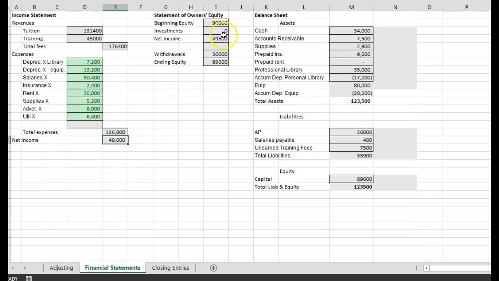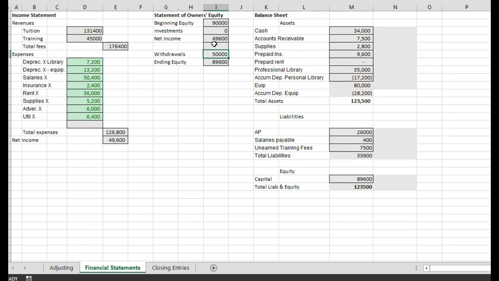We do a statement of owner's equity. We had a beginning equity of $90,000. We had no investments. We had this net income that gets transferred to here. And we had withdrawals of $50,000. And we ended up with an ending equity of $89,600. Now, there's not been an entry to transfer either the net income or the withdrawals or dividends into the equity account. This is just being done in the financial statements right now.